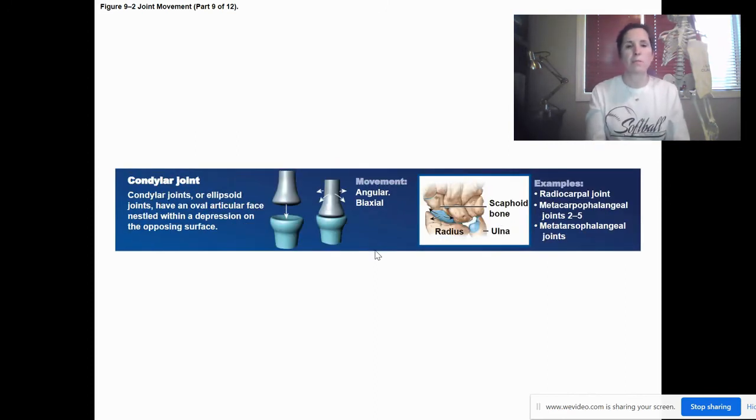Condylar joints. You can see that there is an oval articular surface that is nestled with the depression on the opposite. So the radiocarpal joint, where your radius comes together with the carpal. You can see right here, it's your scaphoid. Your metacarpophalangeal joint and your metatarsophalangeal joints. So this is biaxial, so two axes.